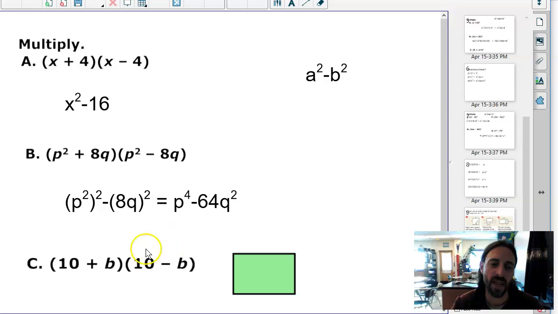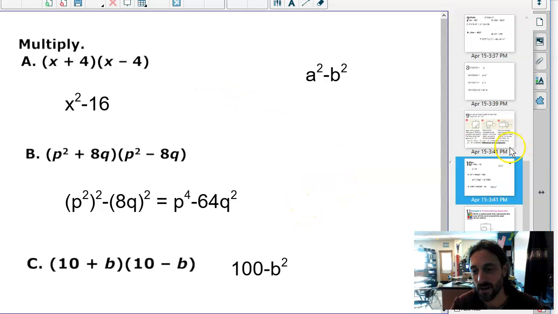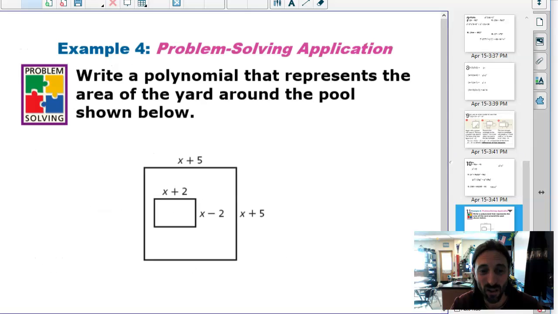This one here, the a term is 10, the b term is b. 10 times 10 is 100, and minus b squared. That's really all of it. So again, when you've got these examples, you can start seeing things like, oh, wait a minute, I've got one thing here, I've got a difference there.